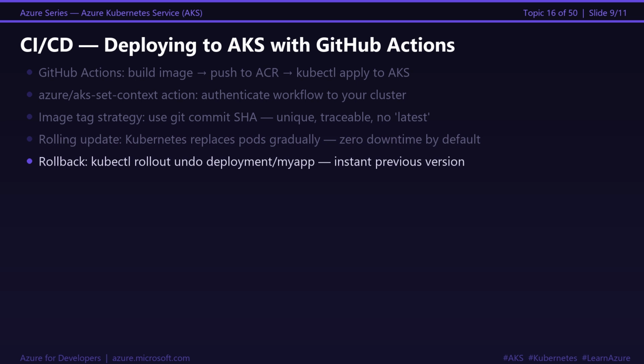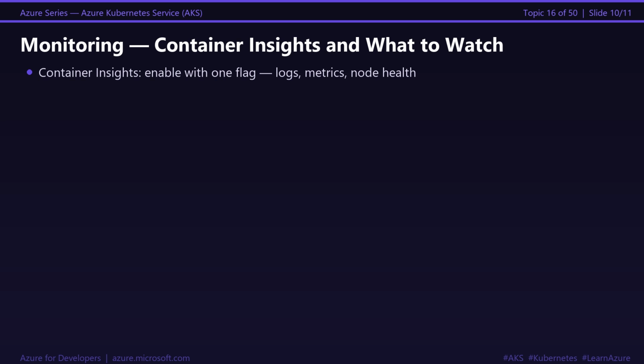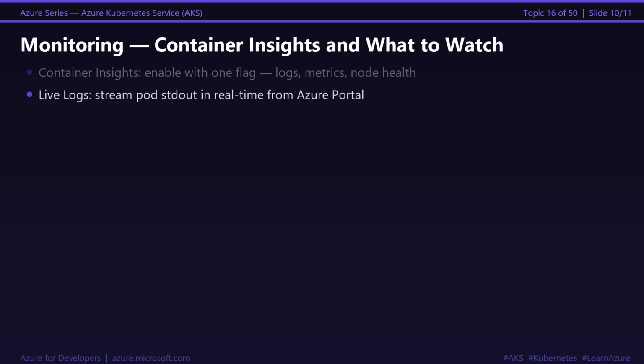The metrics that matter most in production: node CPU percentage. If nodes stay above 80%, you need more capacity. Pod restart count. Any unexpected restart is a bug worth investigating. Pending pods. Pods stuck in pending state mean your cluster doesn't have enough resources to schedule them. Set alerts on these three. They will catch 90% of production problems before your users report them.